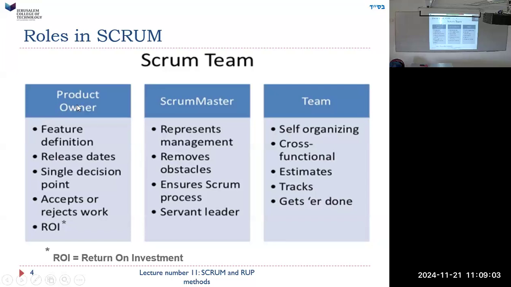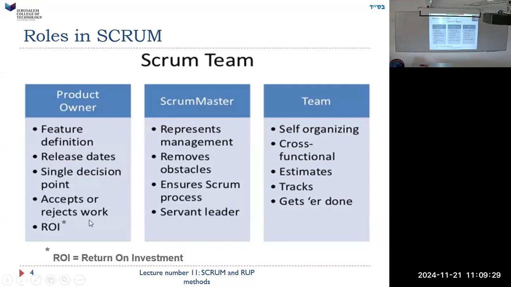Now, the other position in the team is the product owner. This is not necessarily the owner of the company. This is sometimes a job of a person who, like I said, has the vision of the product. He's the one to decide what the feature definitions are, when we're going to release it, what things will be done in a given sprint.